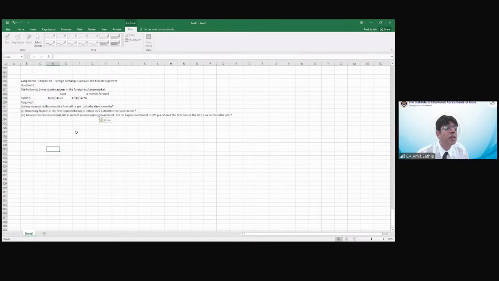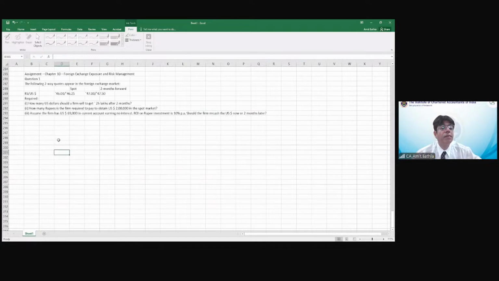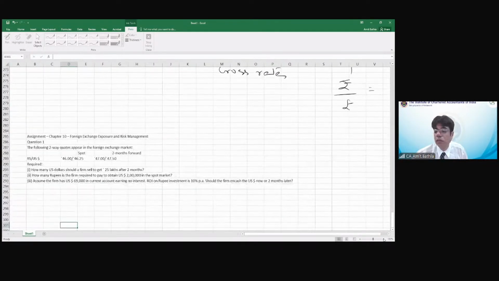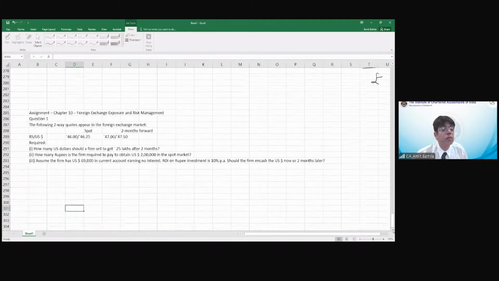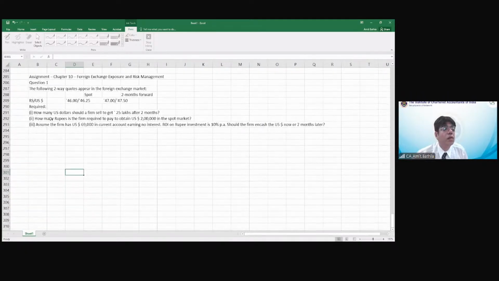I think this is the question for question number 1. Is everyone able to see that? Question number 1, you have following two-way quotes appear in foreign exchange market. So you have the spot rate and 2 months forward rate available to you.